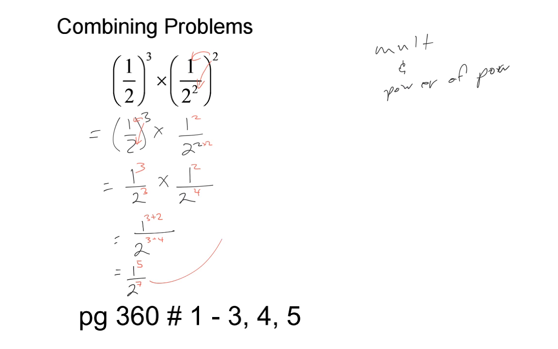So now, to get our final answer, 1 to the 5 is just 1, divided by 2 to the 7, which is 128 as our final answer. And that is how we use combining problems. We use power of a power, then once we've simplified the brackets, we pull all the stuff together. That's it. Okay? All right. Get to work.